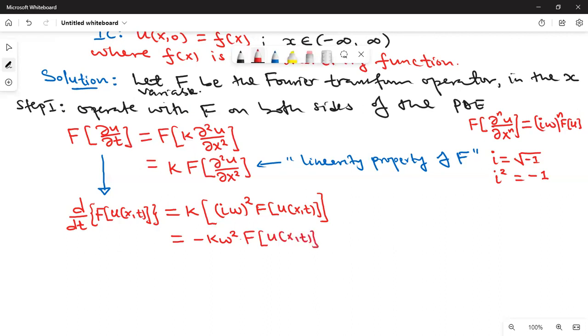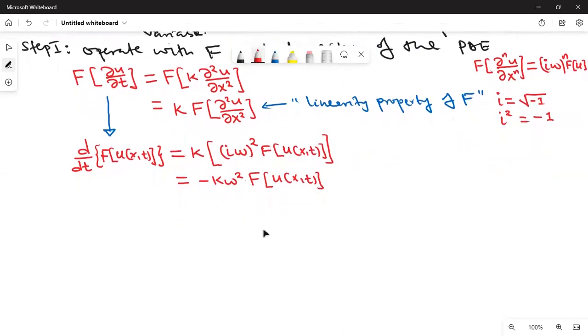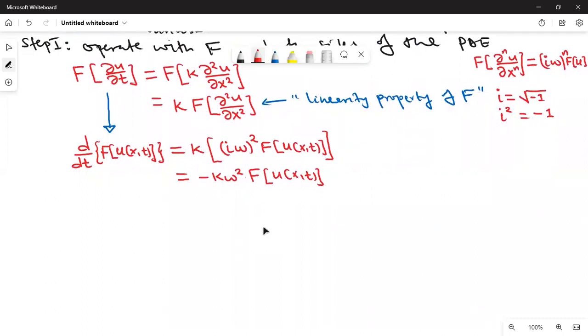That's what we have. I can take everything to the left hand side so that I have an equation that I can solve easily. So you can write d/dt of the Fourier transform of u of x, t, then plus k omega squared times the Fourier transform of u of x, t.